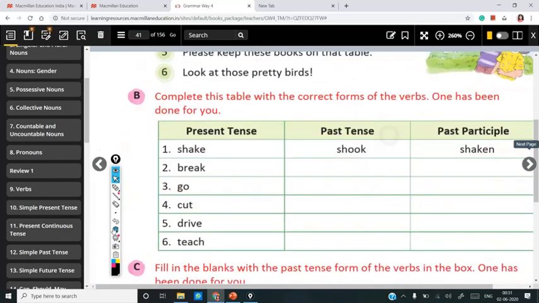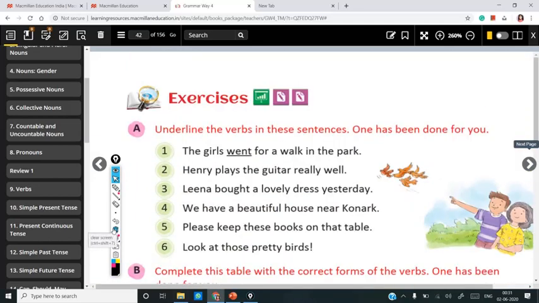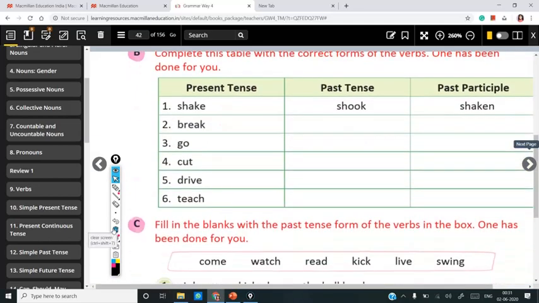This exercise, I think you can do on your own now that we have done the chapter. So I hope you will do it.